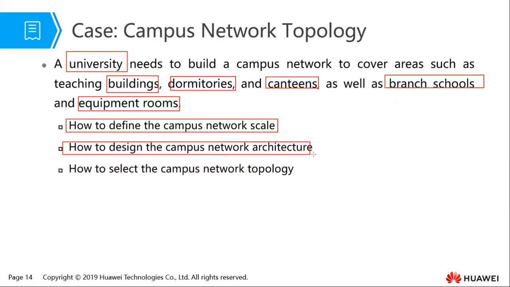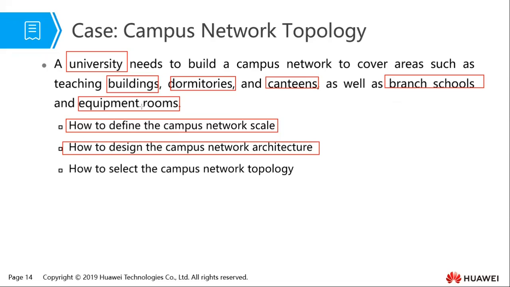So how to design the campus network architecture? Should we use the 3-layer or 2-layer architecture? Anyone? 2-layer or 3-layer? Okay, so the answer is 3-layer. 2-layer, we've said, is best for data centers and ISP networks.